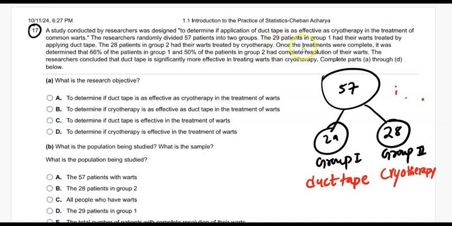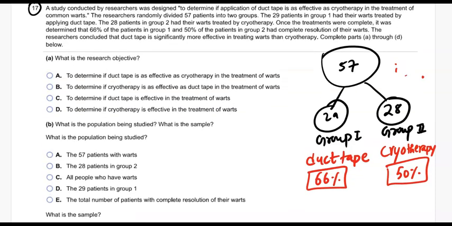Once the treatment is finished, it was determined that 66% of the patients in group A and 50% of the patients in group B had complete resolution of their wart. So in this group, 66% of people, the wart is gone. In group B, 50% of people, the wart is gone, right? So it looks like duct tape therapy is effective, right? That's what this question says. Now let's read the question here.